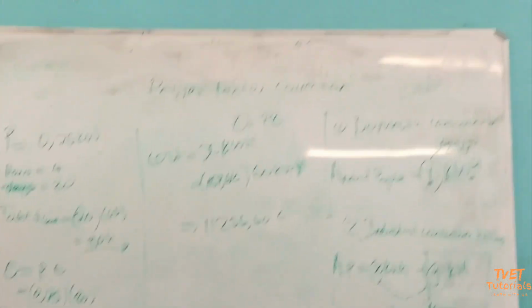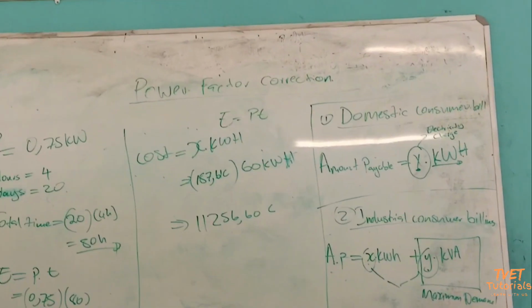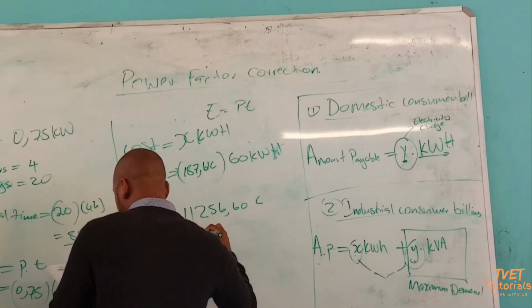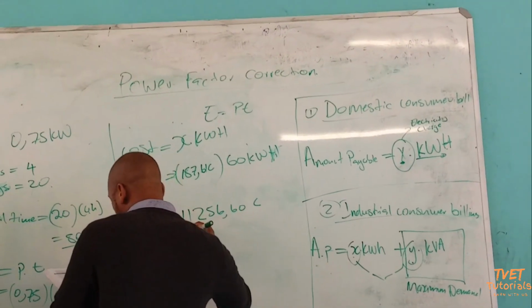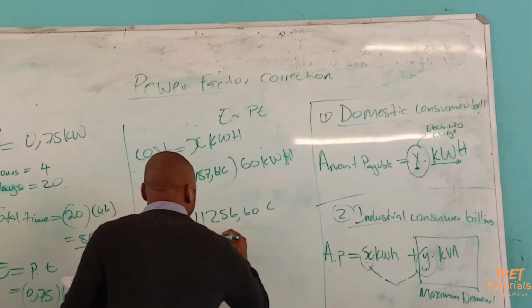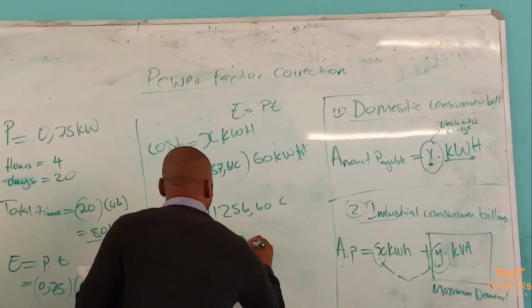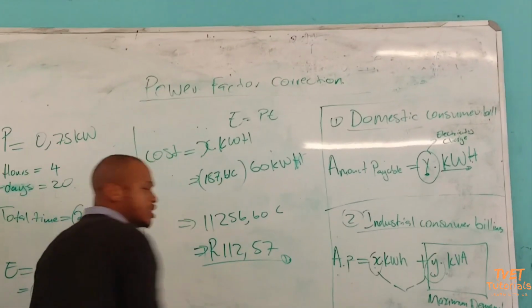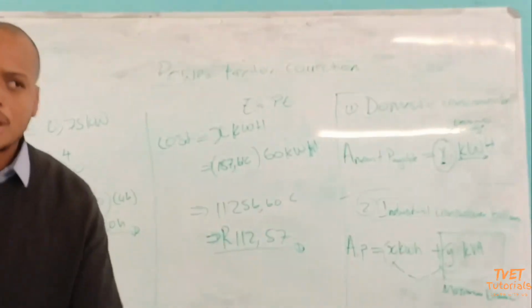Then you need to convert that to rands. How do you convert from cents to rand? You divide by, is it 1,000 or 100? I think it's 100, isn't it? You'll end up, in terms of rands, at 112 rand 57 cents. So this is just showing you how much you pay.